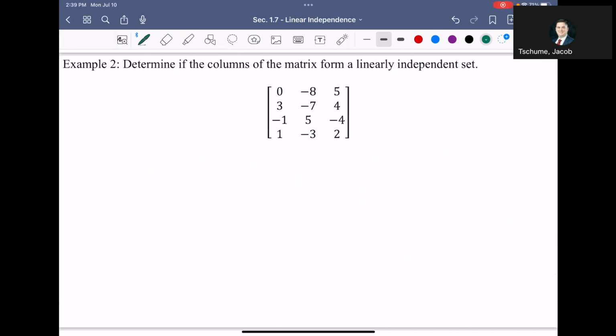Determine if the columns of this matrix form a linearly independent set. If you think of the first column as v1, the second column as v2, and the third column as v3, are they linearly independent of each other? So we're going to set up our augmented matrix, because remember, to check linear independence, you're setting up the homogeneous equation. So I'm going to take exactly what you see here. We'll switch it around in just a minute.